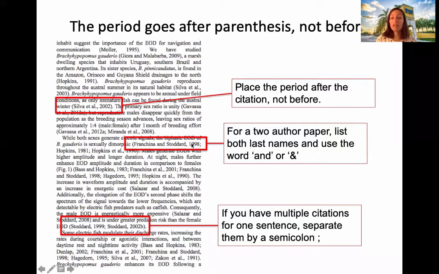And there is software that can help you do this, and I really encourage you to use software to format your citations instead of doing this by hand, because it can be very tedious and confusing.